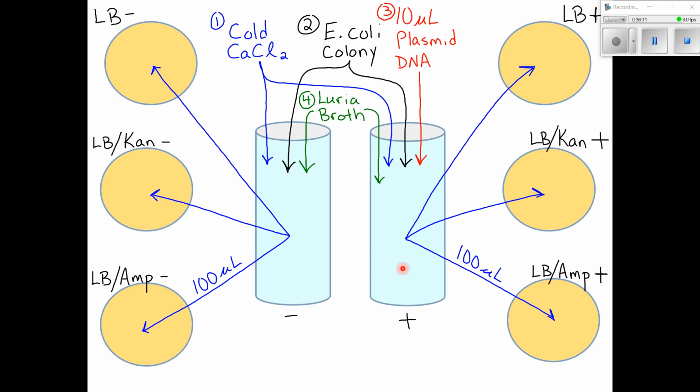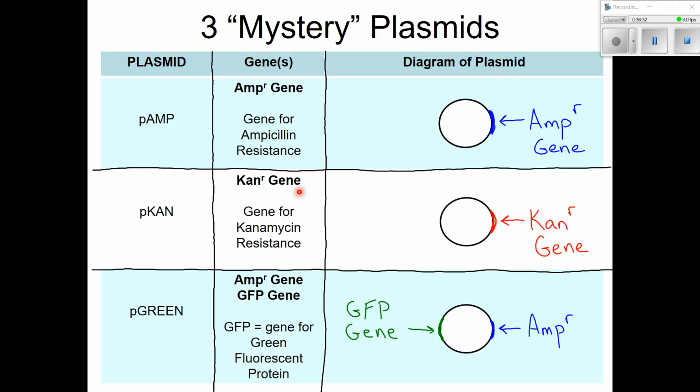So only the bacteria in the plus tube have a chance to take in this plasmid DNA. There's no way the minus cells in this test tube can possibly be transformed or genetically changed because you're not introducing the plasmid DNA into the minus tube. It's just your control group, right?